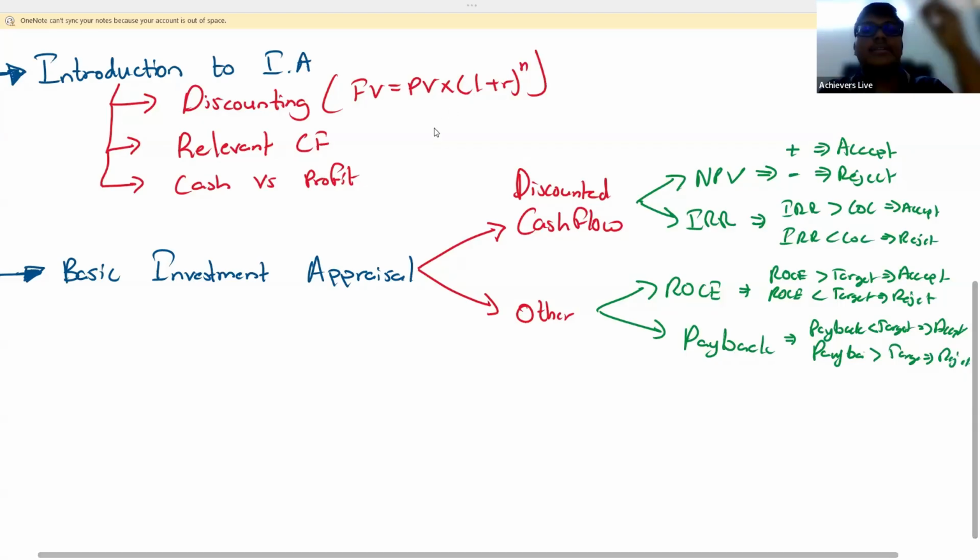What are the advantages, disadvantages? Advantages: easy to understand. It can be used when there are liquidity problems. It can be used in capital rationing situations. It is using cash flows. Disadvantages: it is ignoring the returns after the payback period. There is no investment signal. It is ignoring the time value of money. All of these are disadvantages.